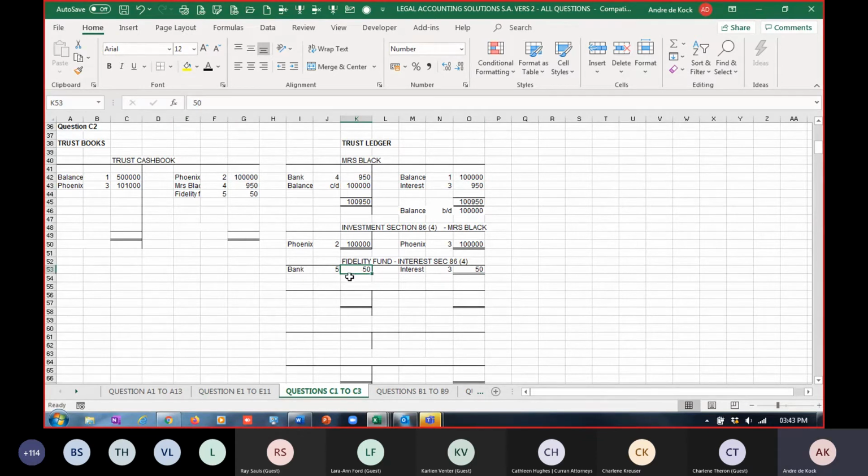Your client, Mrs. Green, instructs you to invest her 200,000, which you hold. So we are holding 200,000 in trust for her. She instructs us to invest it in unit trusts.